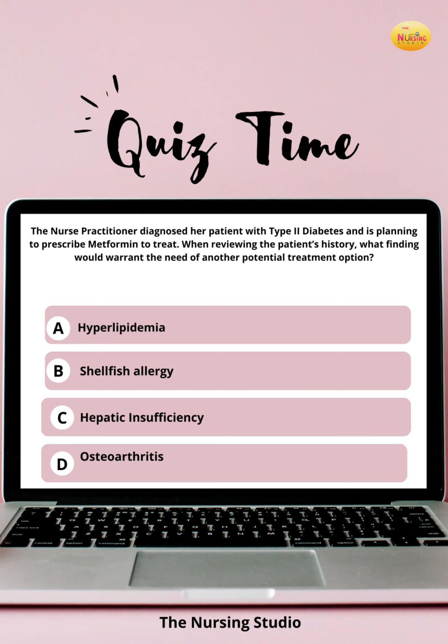Question number 1 states, the nurse practitioner diagnosed her patient with type 2 diabetes and is planning to prescribe metformin to treat. When reviewing the patient's history, what finding would warrant the need of another potential treatment option? Is it A, hyperlipidemia, B, a shellfish allergy, C, hepatic insufficiency, or D, osteoarthritis? All right, y'all take a moment and tell me what you think in the comments.